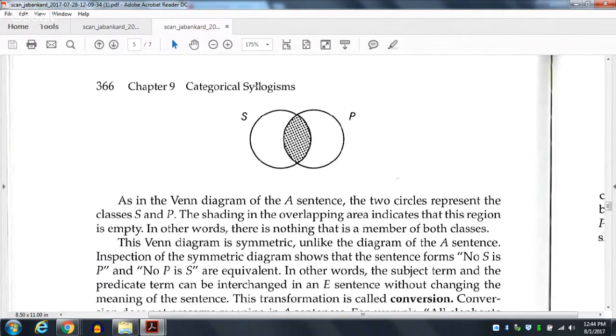No whales are fish. S, the big category of whales. Every whale is represented inside this category of S. Every fish is represented in this circle called P. If no whales are fish, nothing can exist in this space. Nothing can exist in the overlap because no whales are fish. All whales that exist are here in this area outside the category of fish. All fish that exist are out here outside the category of whale. So you've got to know that every E sentence gets diagrammed like this.